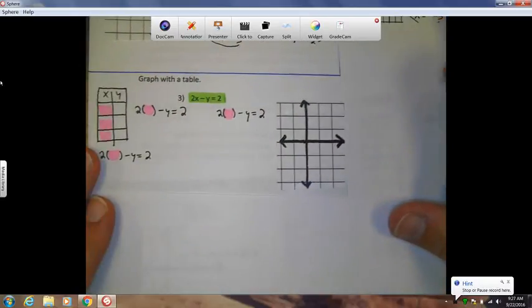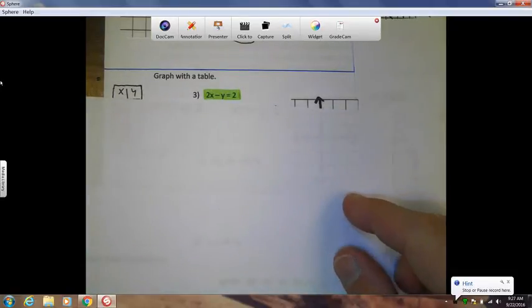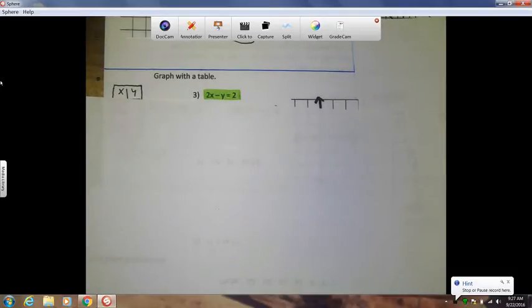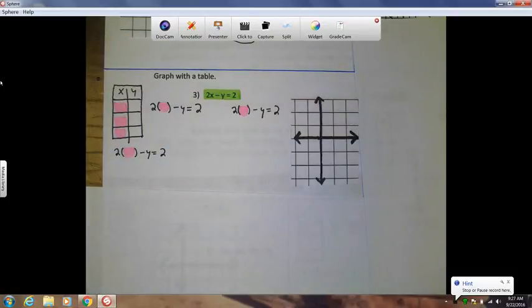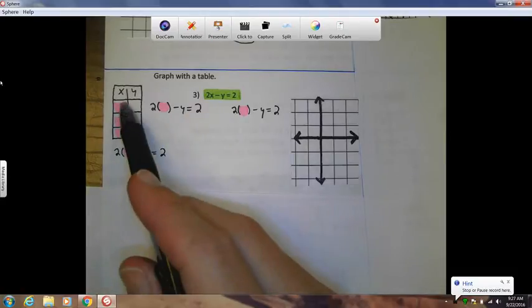Okay, so for number 3, you're going to see this at the beginning. It gives you the function, and it says graph with a table. So what you do when you want to graph with the table is you are going to choose 3 values for x. So first you need to draw your table.